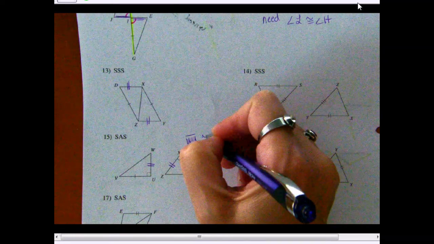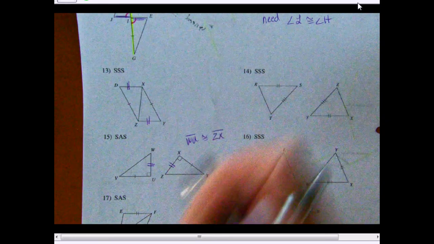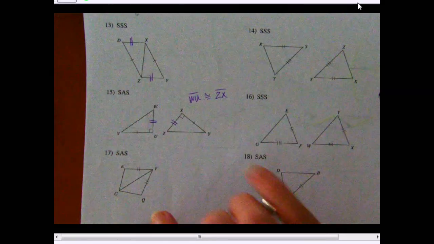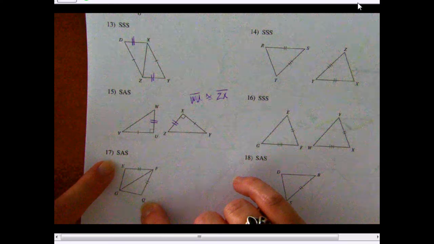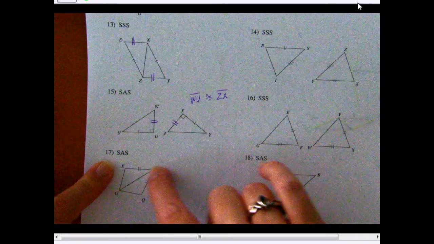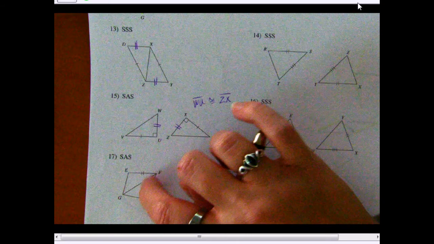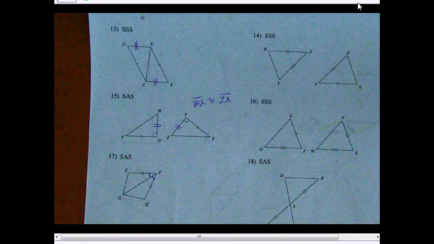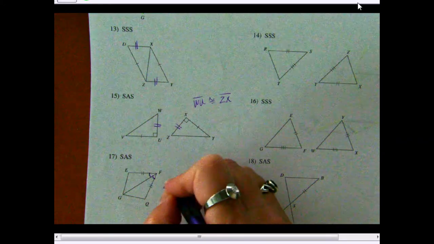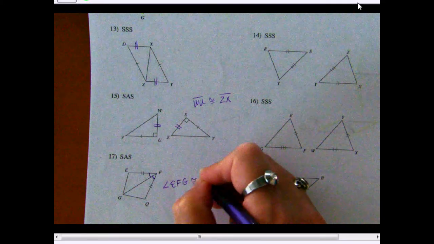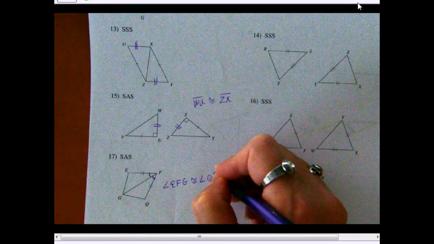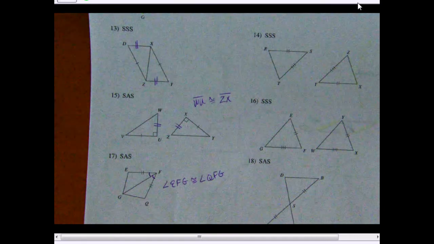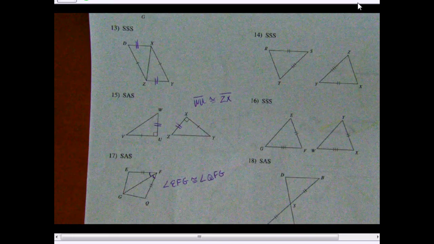So for 17 and 18, E and Q and R and B have to have the angles? 17? No, not E and Q, because I'd have side, side, angle, or angle, side, side. Oh, it has to be the angle in between the two sides. So it would have to be here. And if you were labeling those, that would be E, F, G, and Q, F, G. Okay, so just be really careful with that.